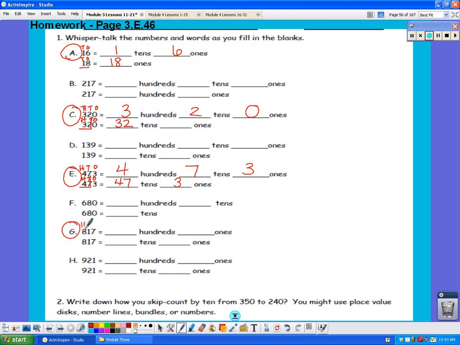817. I'm going to label hundreds, tens, ones. I'm looking for only hundreds and ones. So I'm going to underline the hundreds. There are 8, and then I'm going to do up to the ones. There are 17 ones. 817 ones.